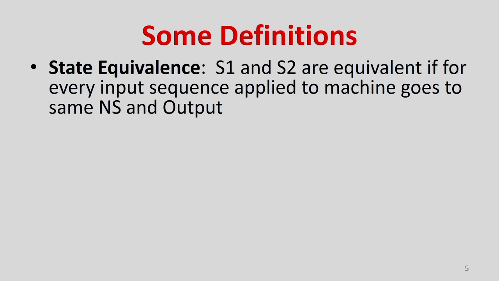In the last class we also defined some definitions. What is state equivalence? S1 and S2 are equivalent if, for every input sequence applied to the machines, they go to the same next state and output. In the row matching method we use similar concepts, and in the partitioning method also we have used similar concepts.